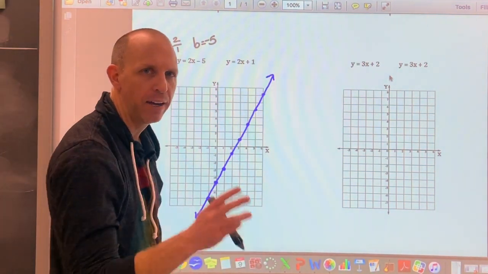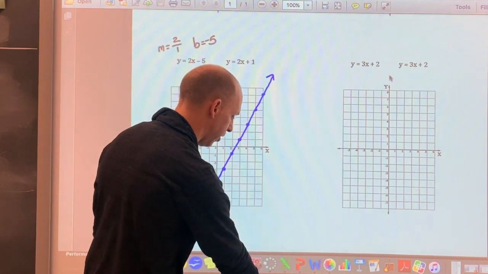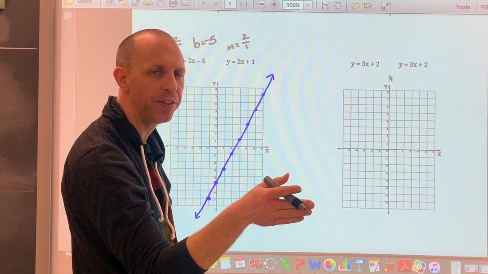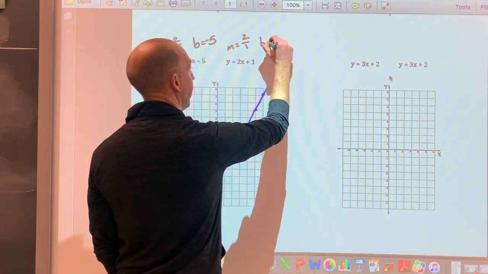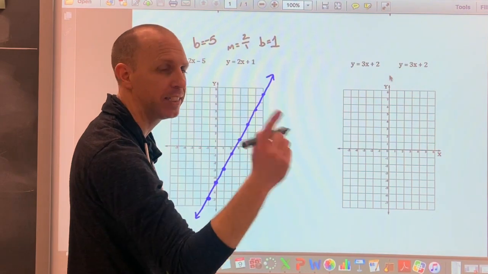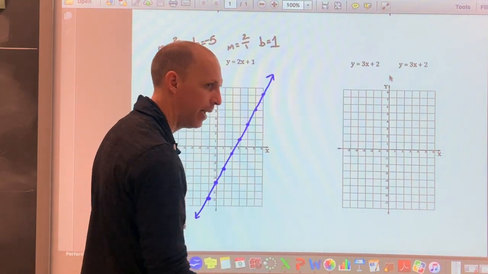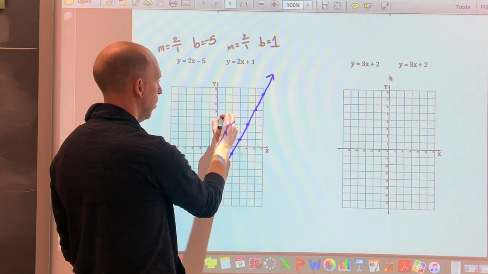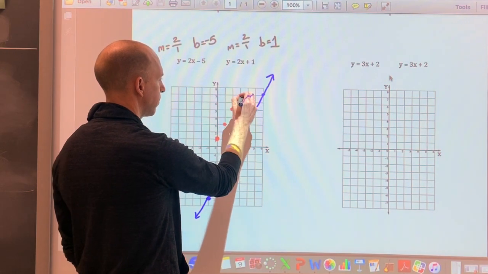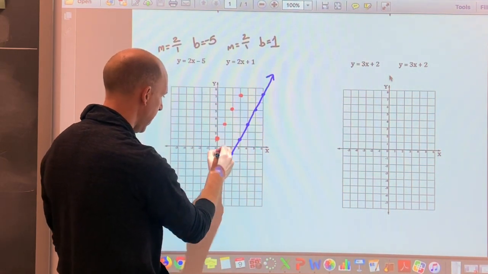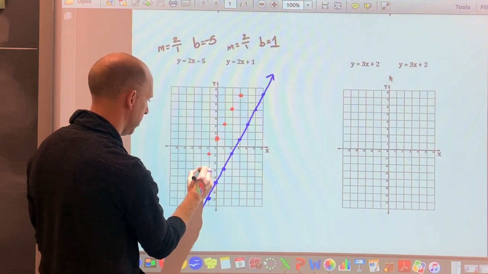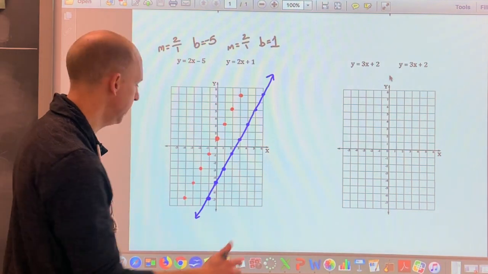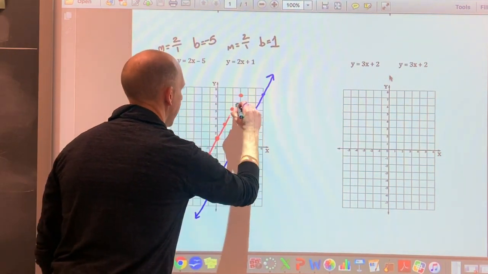Now, second equation, notice our slope, 2 over 1. But what is different about this equation? Well, it has a different y-intercept, or initial value. It has a y-intercept of 1. So now I'm going to plot 1, and then go up 2, over 1. We do that going up and to the right, and I could also do that going down and to the left. Take your straight edge, graph a line.